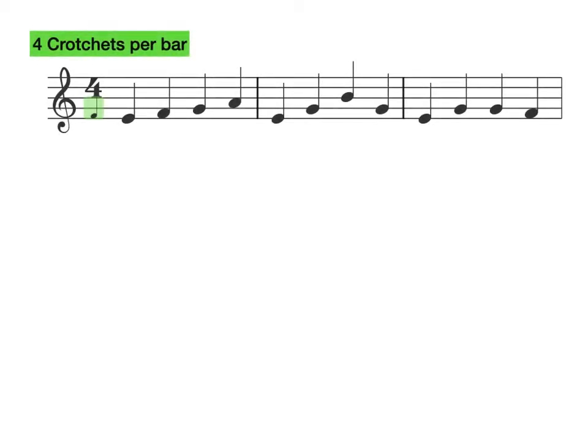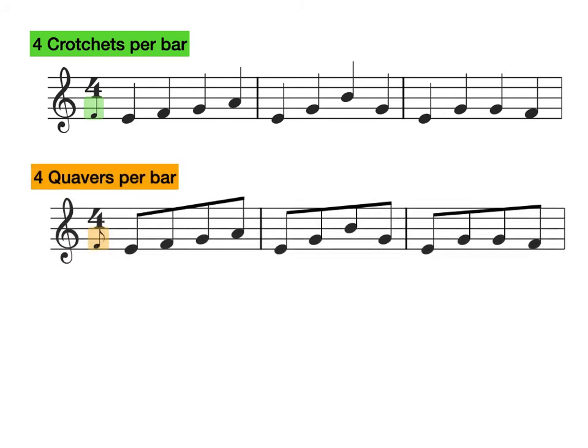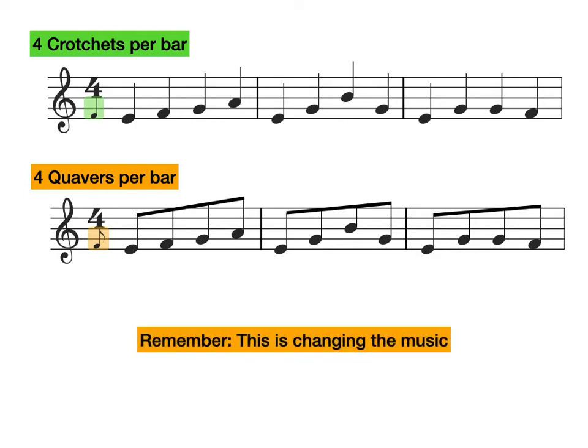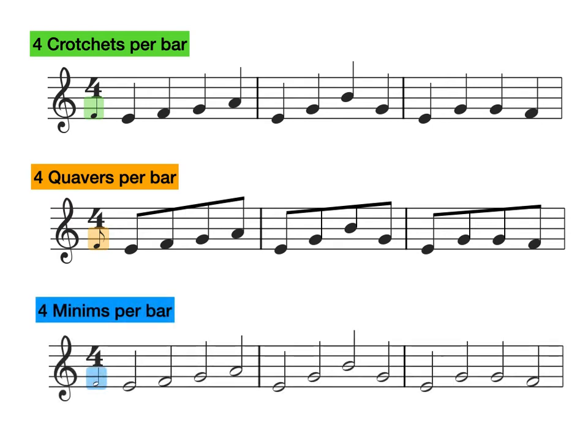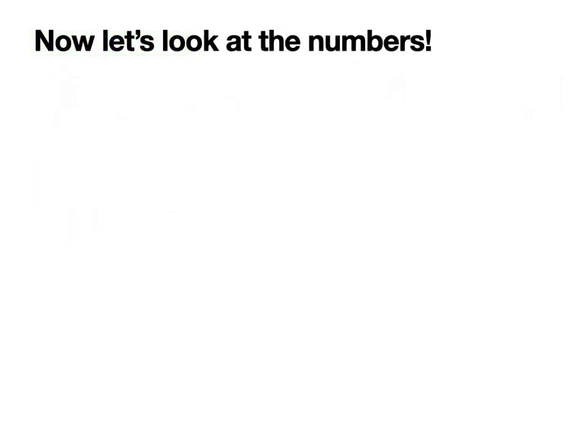But do we have to count in crotchet beats? No, we don't. So let's look at that first melody again. You can see we have the 4 crotchet beats in a bar. Let's add another melody. Oh, as you can see, we've put a quaver underneath. This means 4 quaver beats in a bar. And the last melody, we've put a minim underneath for minim beats in a bar.